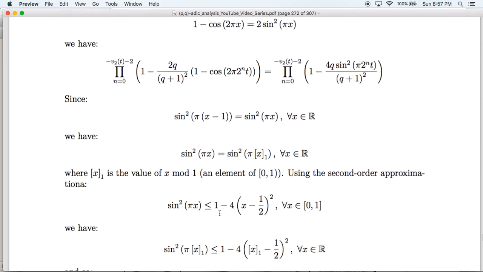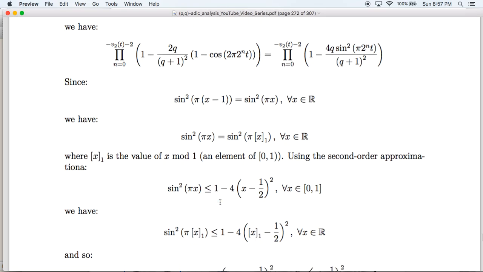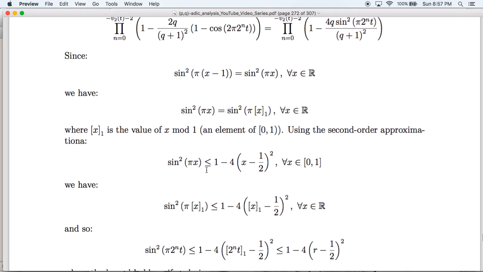Now, next we use a second order approximation. This is not the Taylor polynomial, because the Taylor polynomial is an underestimate. When it is second degree here, you have to go to a fourth degree to get an overestimate. And so we get this, which can just be found by fudging around with the graph.